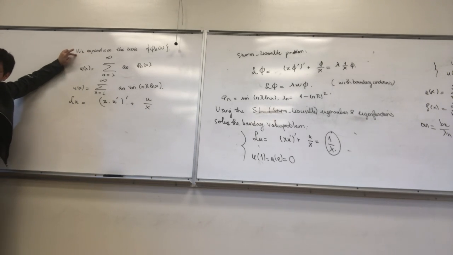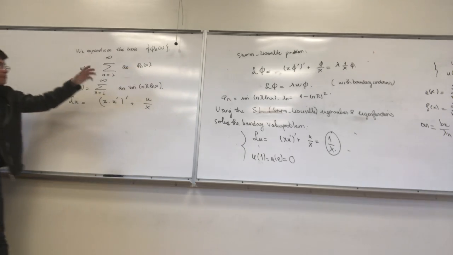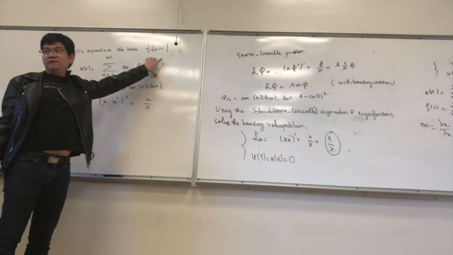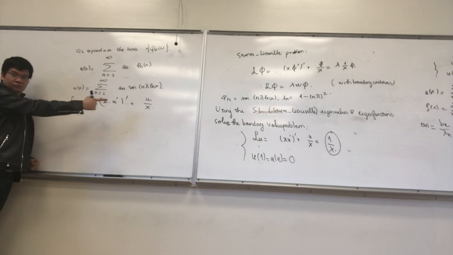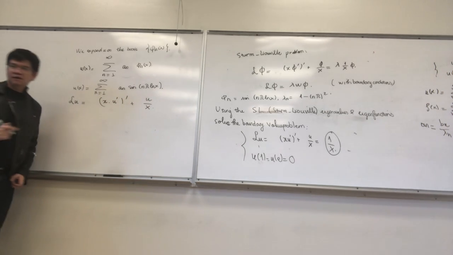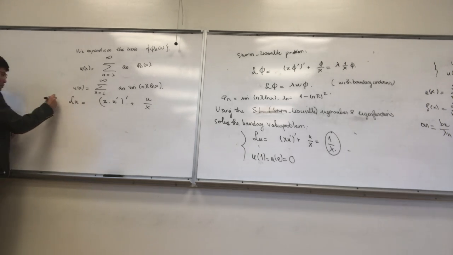We're going to expand u on phi n, because any continuous function can be expanded using phi n. So in this case, u of x will be this. So I compute Lu. Lu will be x times u prime prime plus u of x. So what is the value of this series in this case? Doesn't it still have to be equal to 1 over x, because you're expanding the basis? Yes, of course. This is always 1 over x.